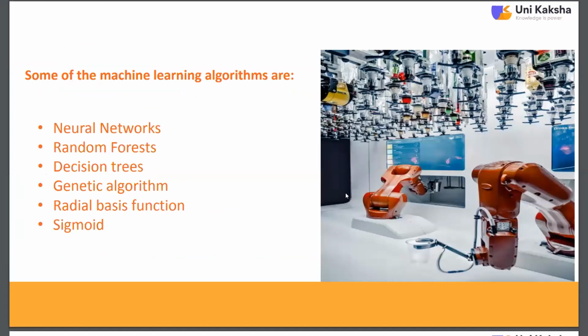As we talked about the different types of algorithms, there are some examples of these machine learning algorithms like neural networks, the random forest algorithm, decision trees, genetic algorithms, radial basis functions, and sigmoid functions in the recurrent neural network that we are using. So there are different machine learning algorithms that can be used for different kinds of prediction models.